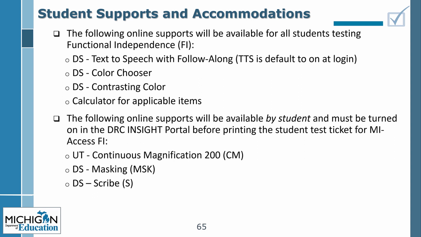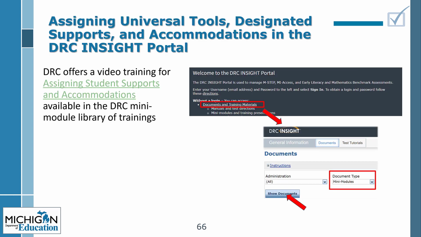Calculator for applicable items. The following online supports will be available by student and must be turned on in the DRC Insight portal before printing the student test ticket for My Access FI: Continuous Magnification, DS Masking, or DS Scribe. DRC provides a video training for assigning student supports and accommodations in the DRC Mini Module Library of Trainings.